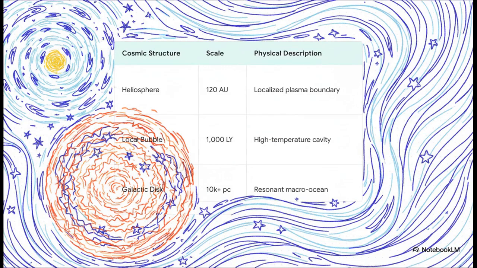Let's walk through this scaling really quickly to grasp the sheer dimensions we're talking about here. We start small, well, cosmically speaking, right, at our heliosphere. That's roughly 120 astronomical units across. It's basically our localized plasma boundary layer driven by the sun. But then, zoom out, and we see we're sitting inside the local bubble. That is a massive 1,000 light-year cavity of rarefied, high-temperature ionized hydrogen. And then, zoom out again. Now we enter the galactic disk. This spans tens of thousands of parsecs. This is the macro ocean where massive resonant currents actually flow, carrying entire star clusters along like driftwood.